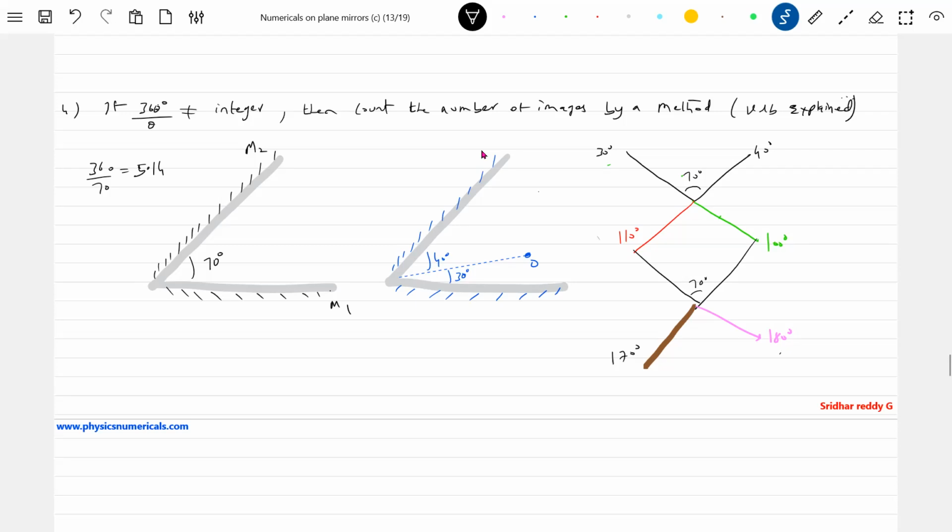So what is the number of images? 1, 2, 3, 4, 5. This cannot be an image. If the angle subtended by the line joining the image with the center of the circle is greater than or equal to 180 degrees, it will not form an image. As long as it is less than 180 degrees, you should count that as the number of images here. This will not form an image.